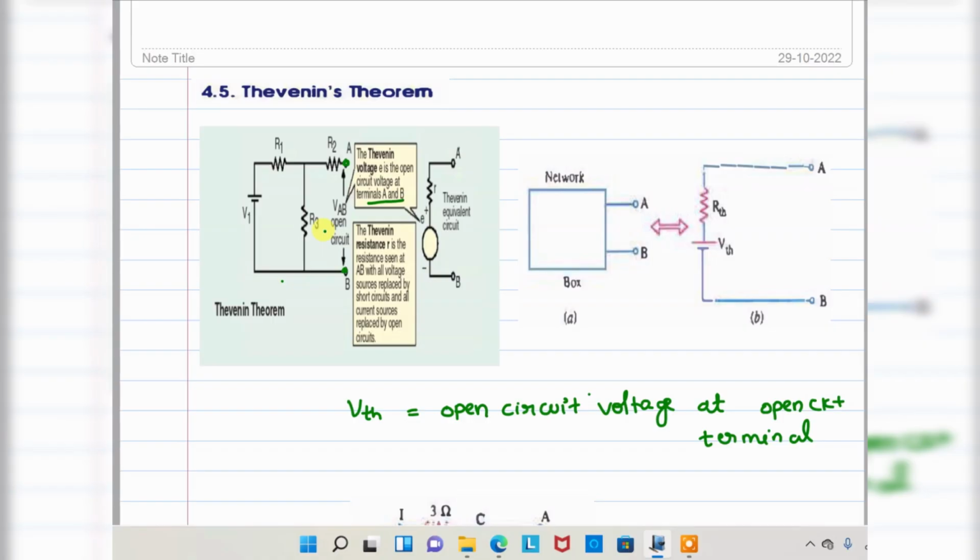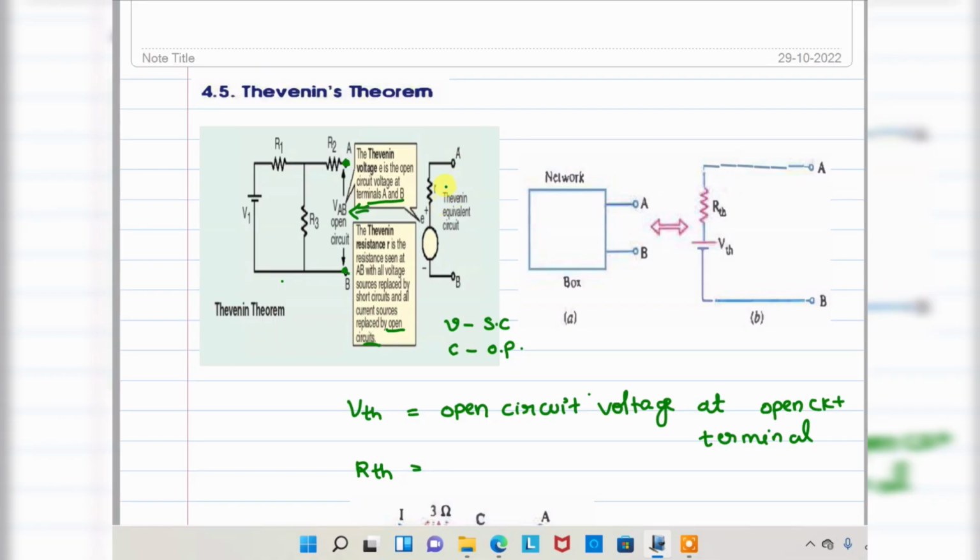Okay, next, what about Thevenin's resistance? That is RTH. Thevenin's resistance R is the resistance seen at AB terminals. That means you can see in from here, right? Seen with all voltage sources replaced by short circuits. For example, if a voltage source is present, it should be replaced by a short circuit, and all current sources are replaced by open circuits. These points are very important. Voltage sources are short circuited, current sources are open circuited. So then you find the Thevenin's resistance.